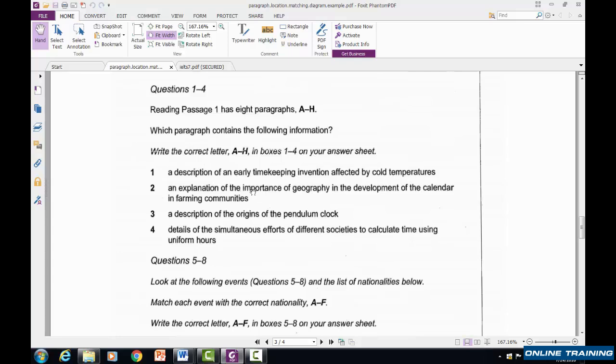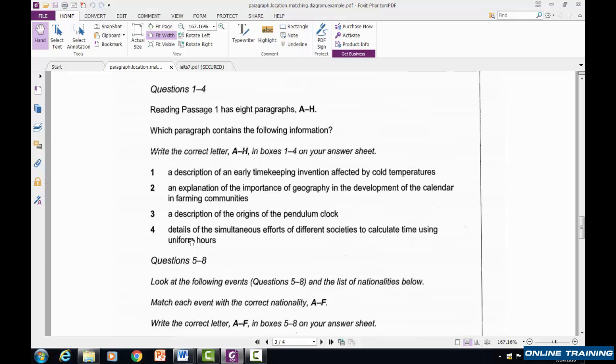For number 2, we're talking about geography, and then another noun, calendar, and then farming communities. Those are the words that I would underline or circle: geography, calendar, farming community. Number 3, pendulum clock. And number 4, simultaneous efforts. Simultaneous means doing things at the same time. Simultaneous efforts of societies and using uniform hours. Those are the keywords that I'm going to circle, and try to keep in mind while I'm doing the other questions.